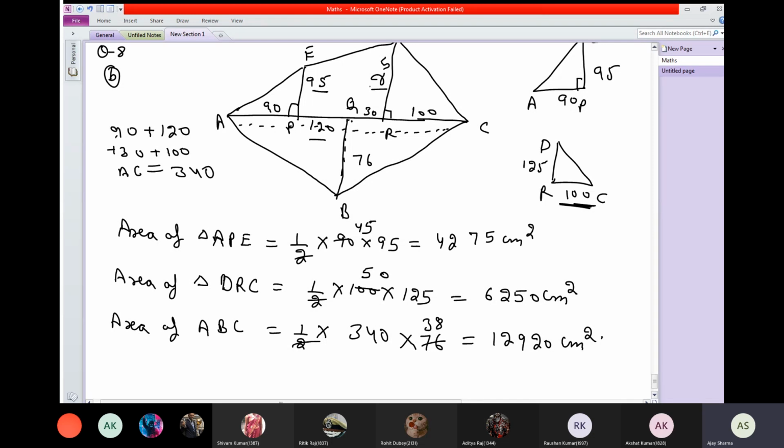One side is 95, another side is 125. Now find the distance between these two parallel lines. What is the distance between these two parallel lines? Tell me the distance between these two parallel lines.